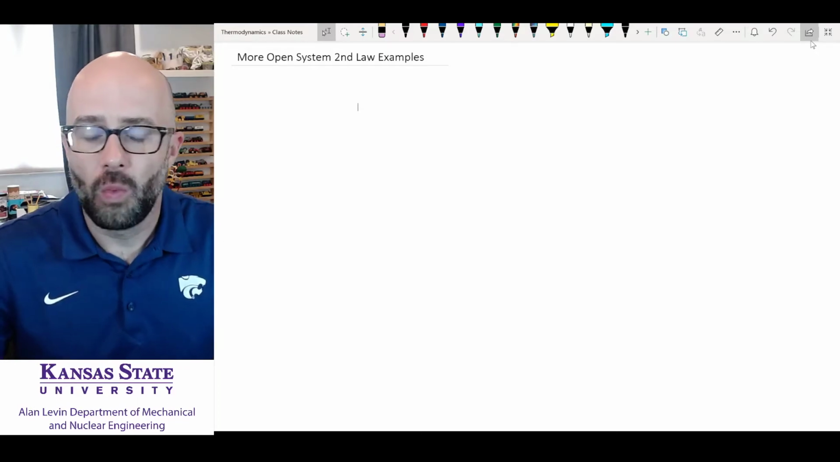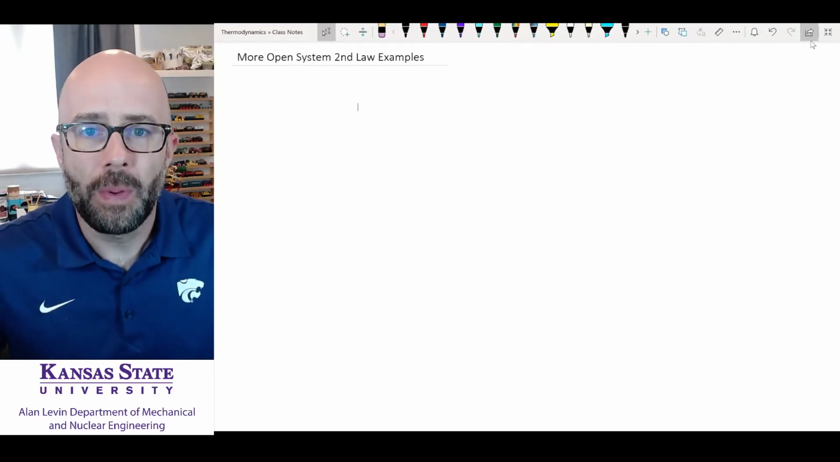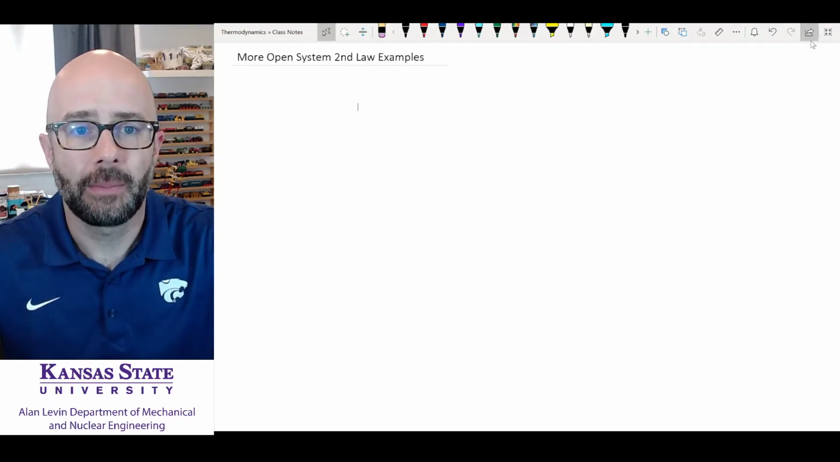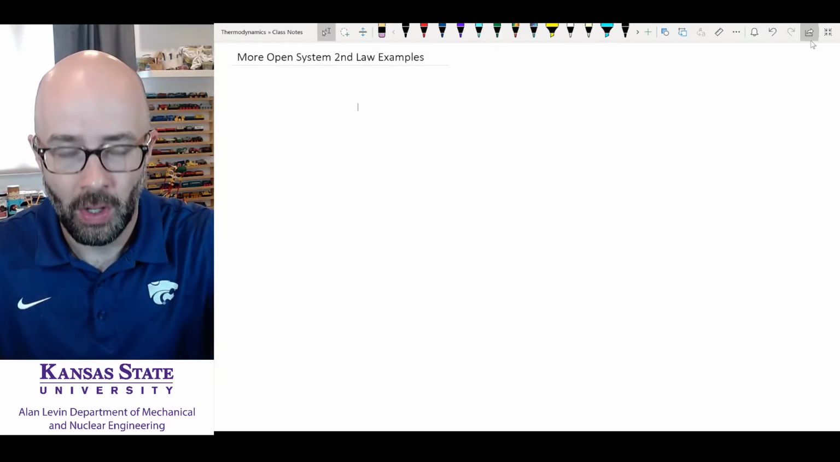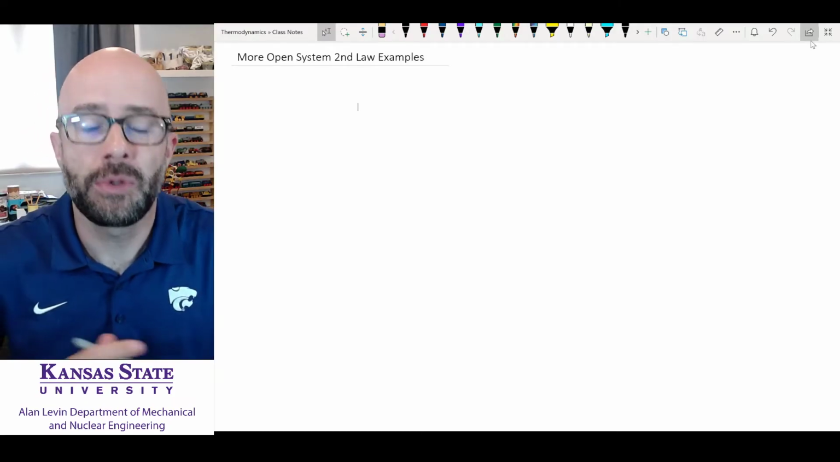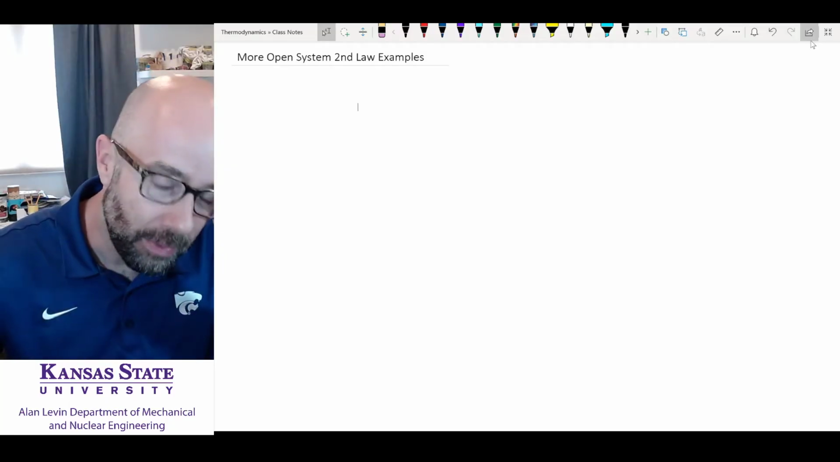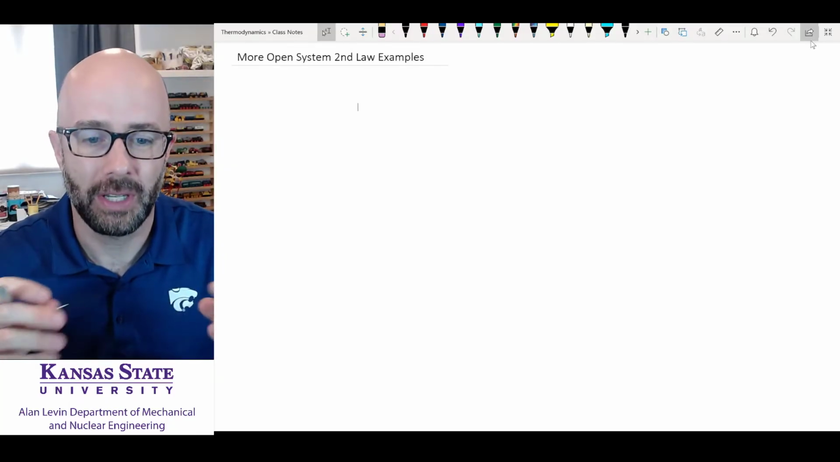Okay, ladies and gentlemen, today in the lecture we're going to do more open system second law examples. And just to give you an update, on Thursday we're going to do more closed system second law examples. So I've changed things around a little bit because I want to get open system and closed system kind of close together.